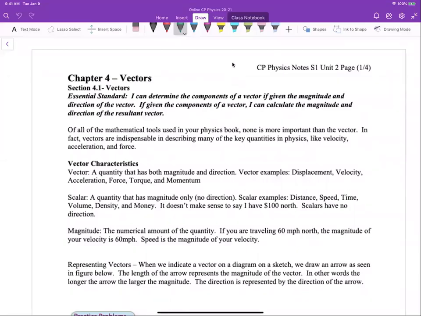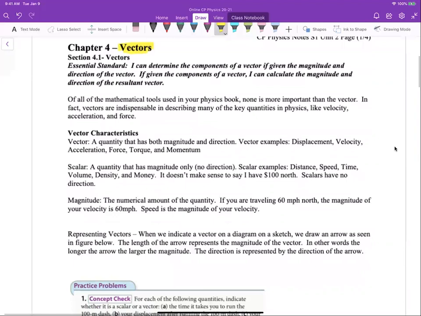All right, CP Physics students, we are starting chapter 4, and chapter 4 has to do with two-dimensional motion. In order to be able to solve problems in two-dimensional motion, we have to become familiar with vectors. Section 4.1, vectors. What's the objective?